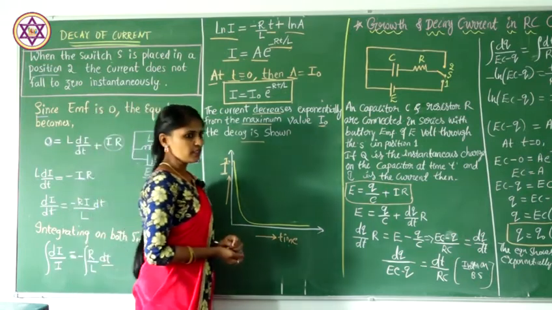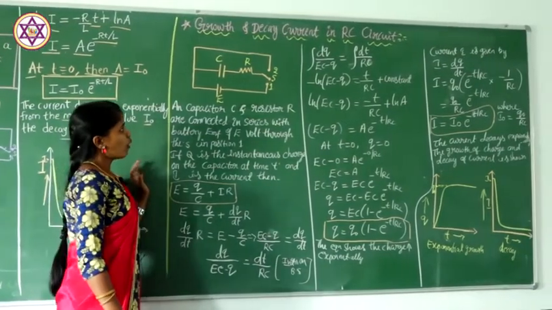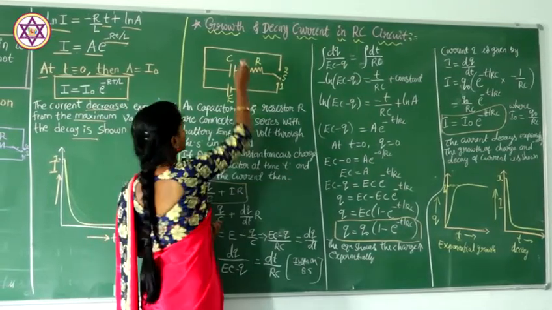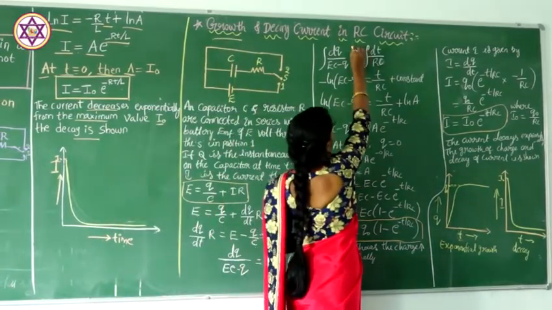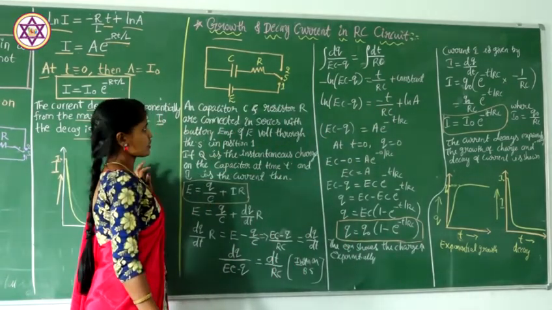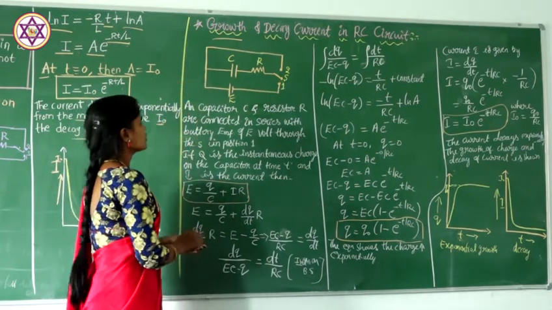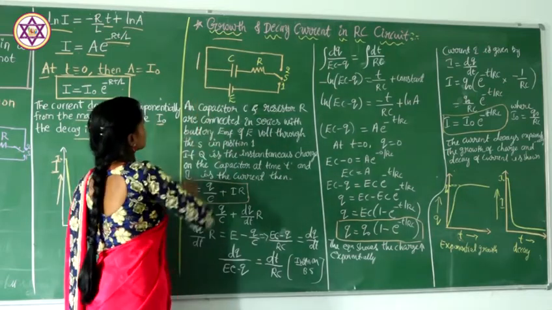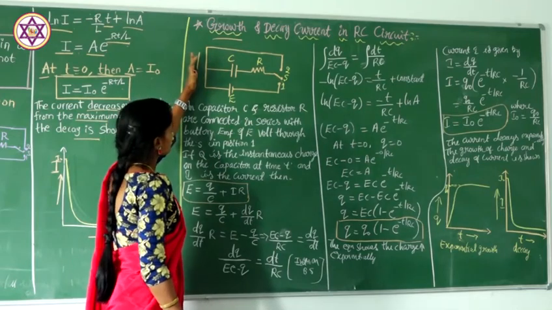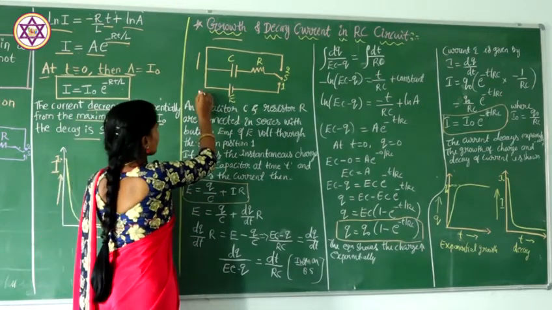Next, we move on to the concept of growth and decay in an RC circuit. Just as we learned for the RL circuit, here we look at the growth and decay of current in an RC circuit, with the circuit diagram as shown in the figure.